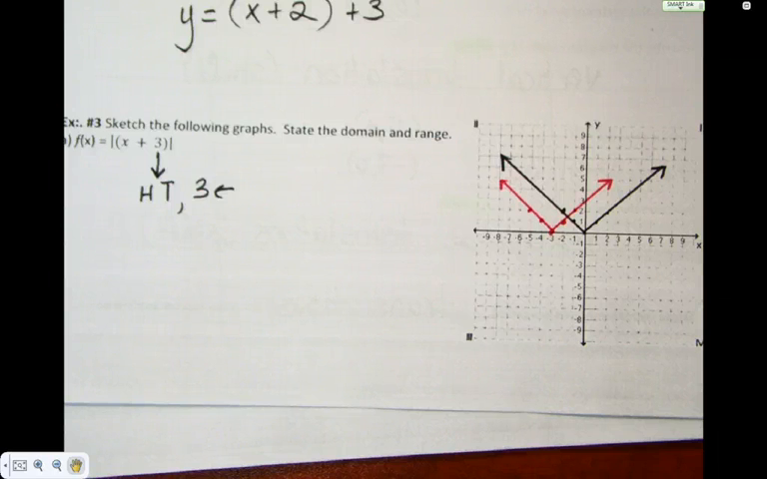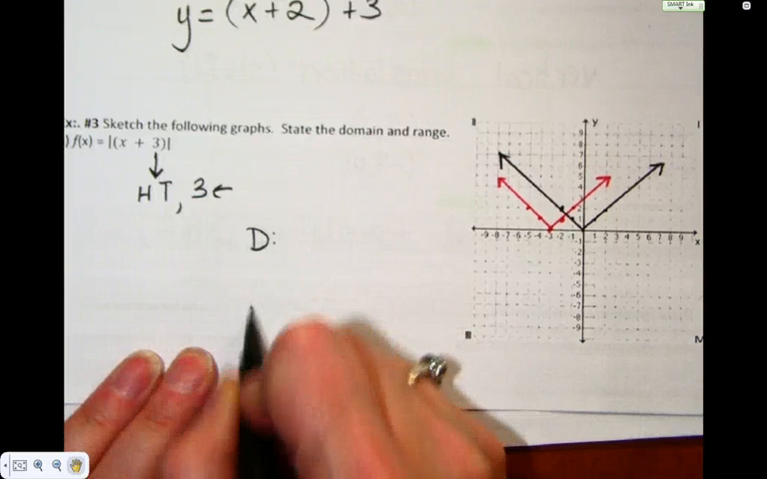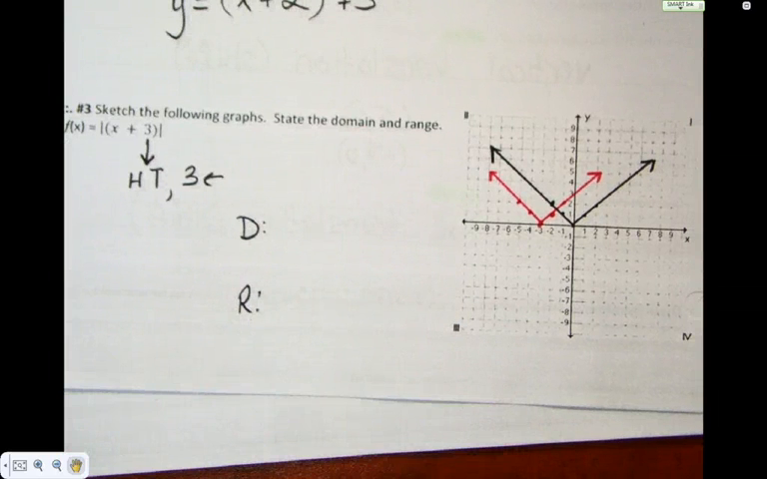Domain and range, very good. Last year we learned two different ways to state domain and range. Apparently one class didn't learn two ways. You're not going to freak out on me if you don't know it. I'm going to teach you now. You can pick whichever one you like, but you can't mix and match. So whatever you use for domain, you have to use for range.